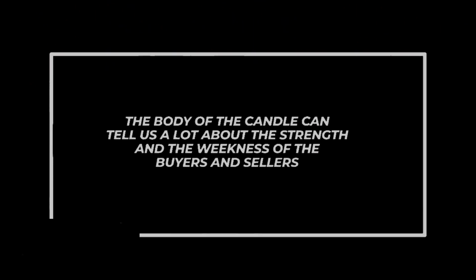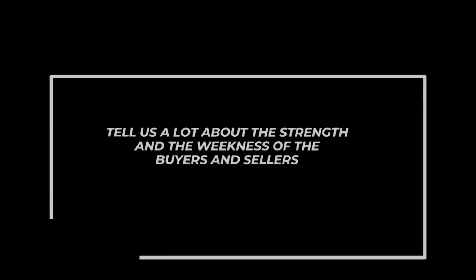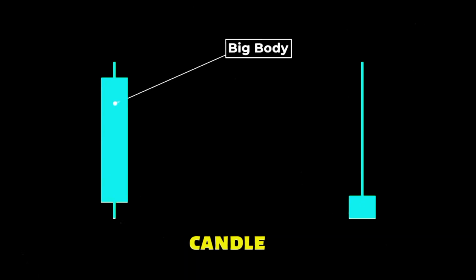Concept 1: big versus small body. The body of a particular candle can tell us a lot about the strength or weaknesses of the buyers and sellers. For example, here we have two green candles. The candle on the left has a big body and relatively small wicks.